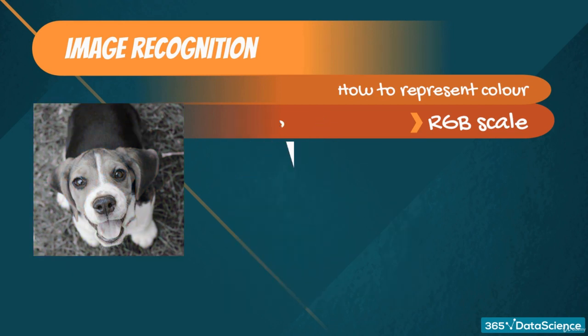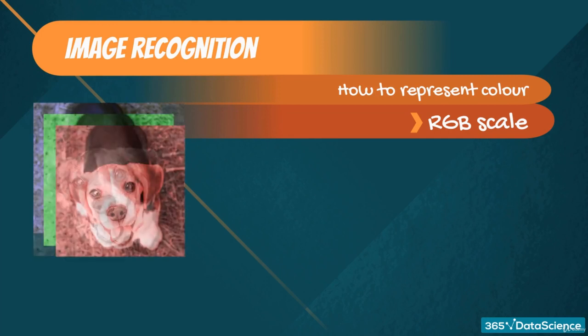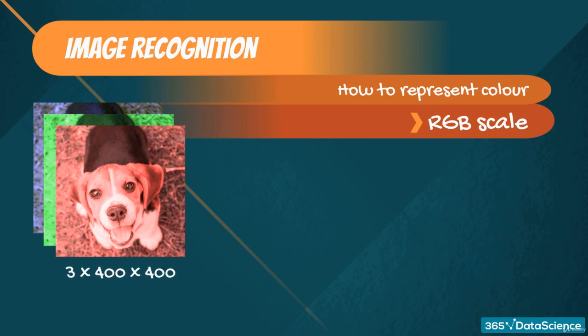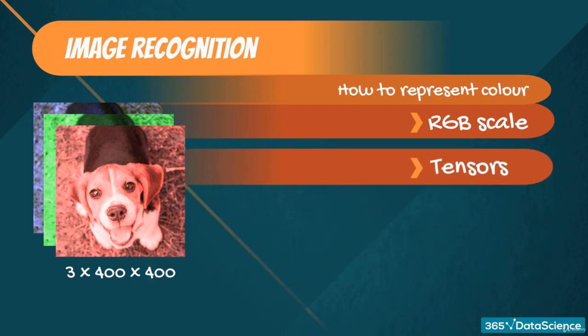In order to represent a colored photo in some linear algebraic form, we must take the example from before and add another dimension, color. So instead of a 400 by 400 matrix, we get a 3 by 400 by 400 tensor. This tensor contains three 400 by 400 matrices, one for each color, red, green, and blue. And that's how deep neural networks work with photos. Great!